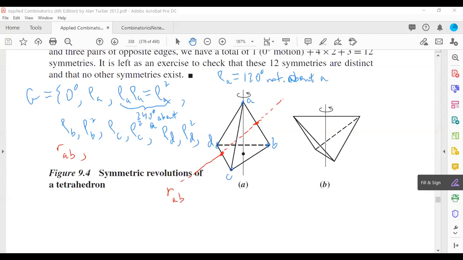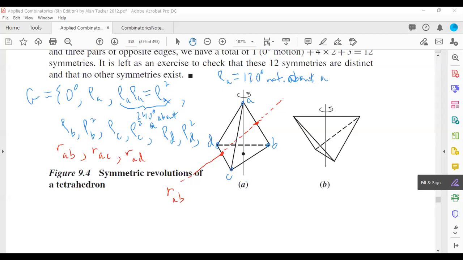What do you think? Would you also have R of AC and R of AD? Yeah, okay, R of AC. For R of AC, I would have an axis that goes through the middle of that edge to that opposite edge, namely DB. And then I would also have an axis of rotation going through AD, going to the opposite edge BC. So it'd be R of AD.